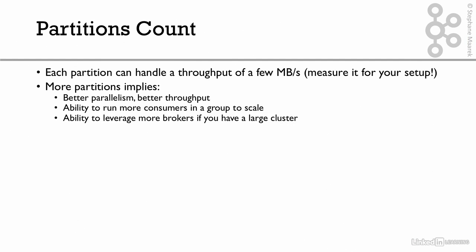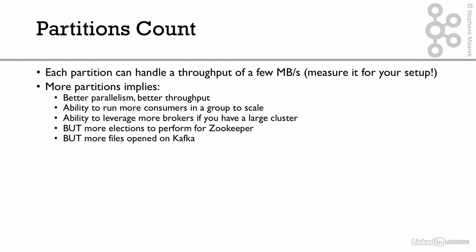Also, the more partitions you have, the more brokers you will utilize. So if you have a large cluster of 20 brokers and you create a topic with 2 partitions, well, you only have 2 brokers working for you. The other ones will just sit there idle. So you really want to have partitions at least on each broker so that each broker is utilized and can help you out. But the more partitions you have, the more elections ZooKeeper will perform for you, and you have more files open in Kafka.